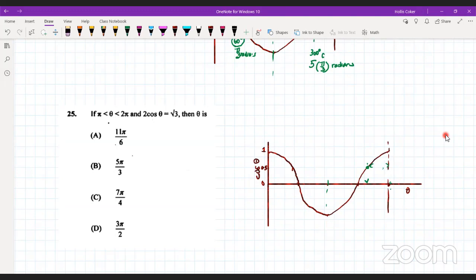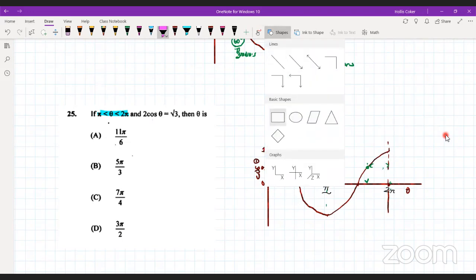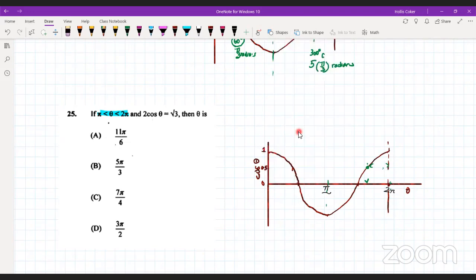We want to find the angle, but the angle must not be between 0 and 2 pi. The range they're concerned with is between pi and 2 pi. This angle here is pi radians on the axis, and this here is 2 pi. So they're looking for angles in this region here, in that little window. Between pi and 2 pi.